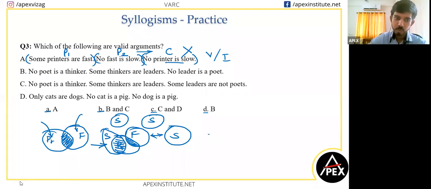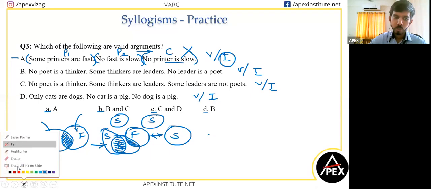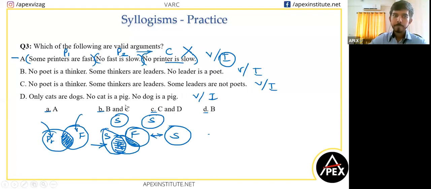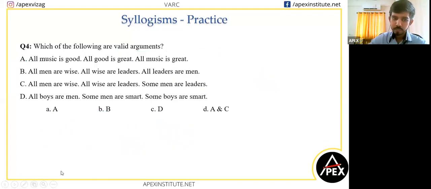So coming to the next one. See, any doubts in the first one? Anyone who's not understood how we reached invalid? So this one is invalid. Now we're just deciding valid, invalid for the rest. And now we can go a little bit quicker. Now we know how to make the diagram. No poet is a thinker.